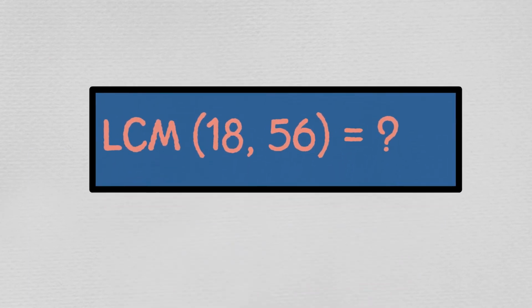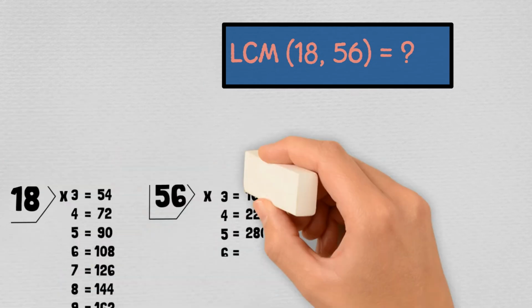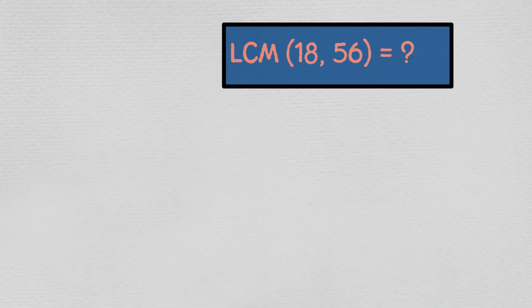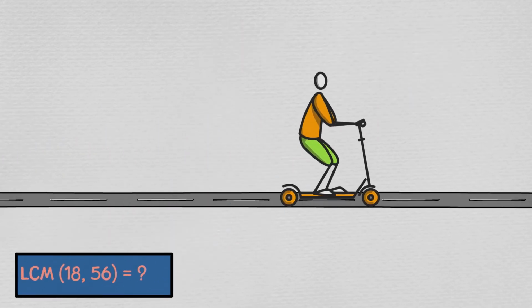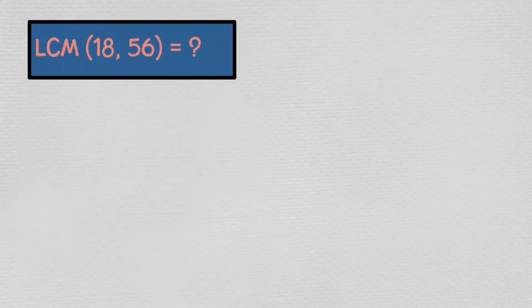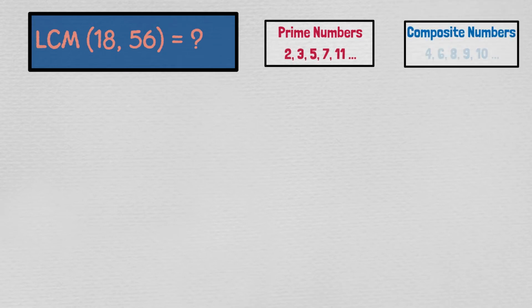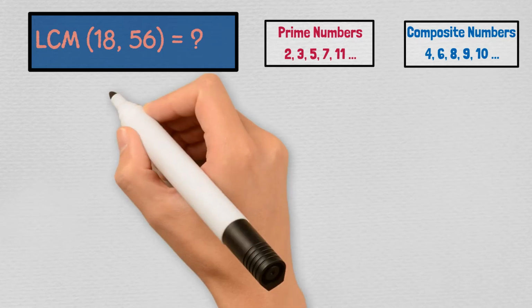Now, how about picking the numbers 18 and 56? Since these two numbers are larger, calculating and writing down their multiples until we spot the common one might take too long. Instead, we can use the prime factorization method to break down each number into its prime factors. Then, we would be able to uncover their LCM. If you are not familiar with prime factorization, check out our video on the topic. We will leave a link in the video's description below.